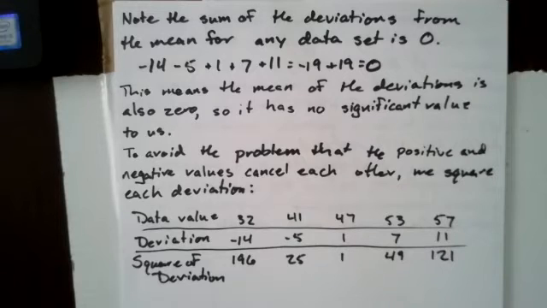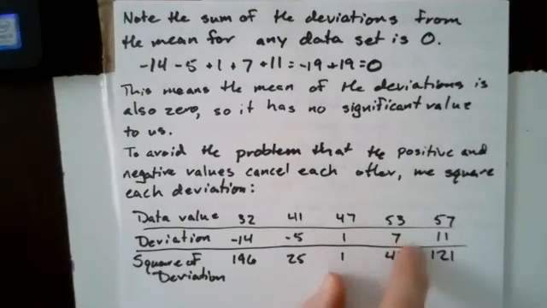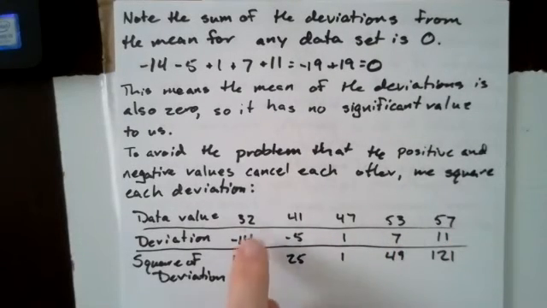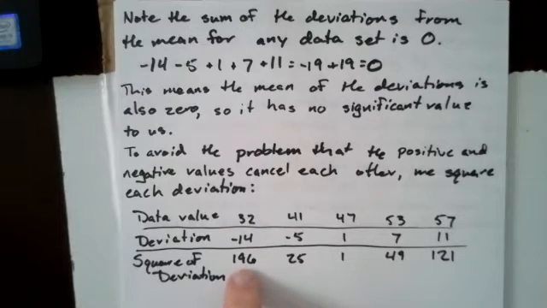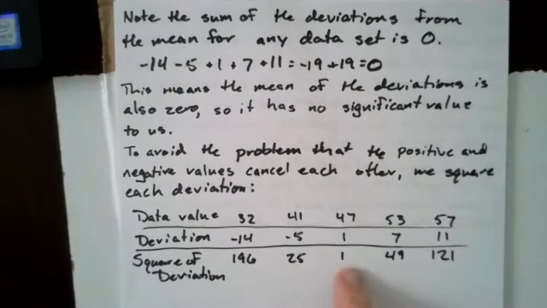To avoid the problem that the positive and negative values cancel each other out, we square each deviation because the square of any number is positive or 0. So the data values are 32, 41, 47, 53, and 57. We've got their deviations, and then we square each of those deviations. So 196, 25, 1, 49, and 121.